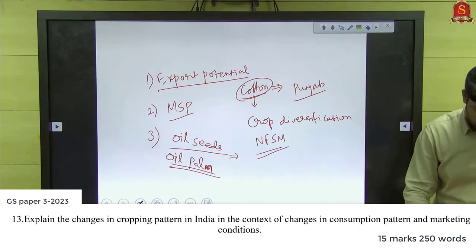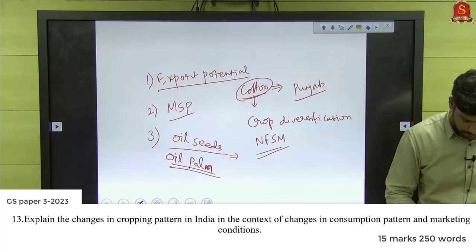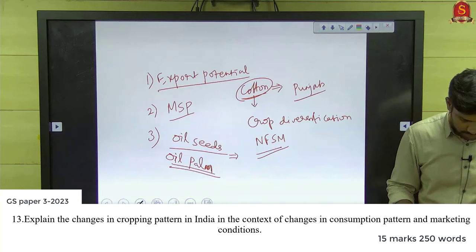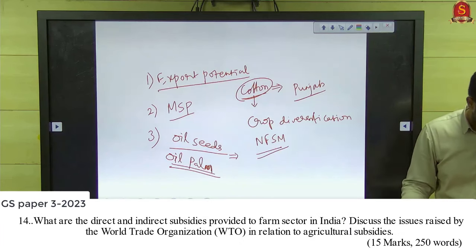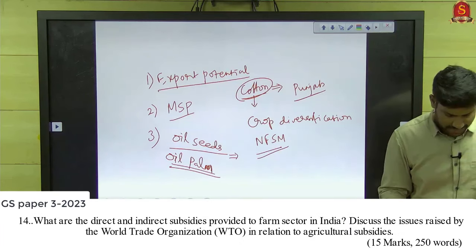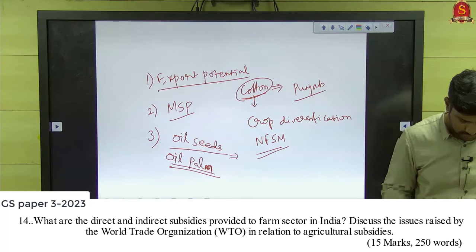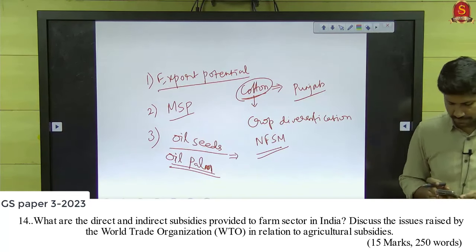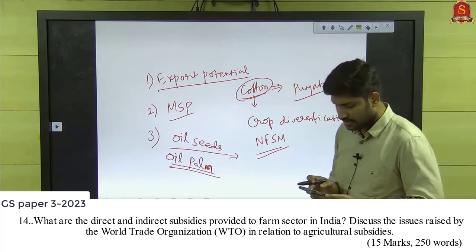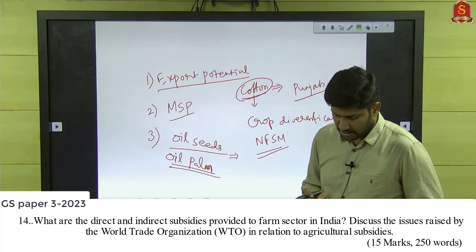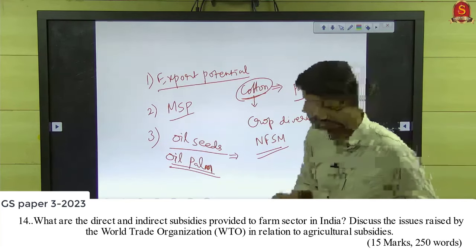Then we can write a suitable conclusion for this question. Then question number 14. What are the direct and indirect farm subsidies provided to the farm sector in India? Discuss the issues raised by the World Trade Organization in relation to agriculture subsidies.